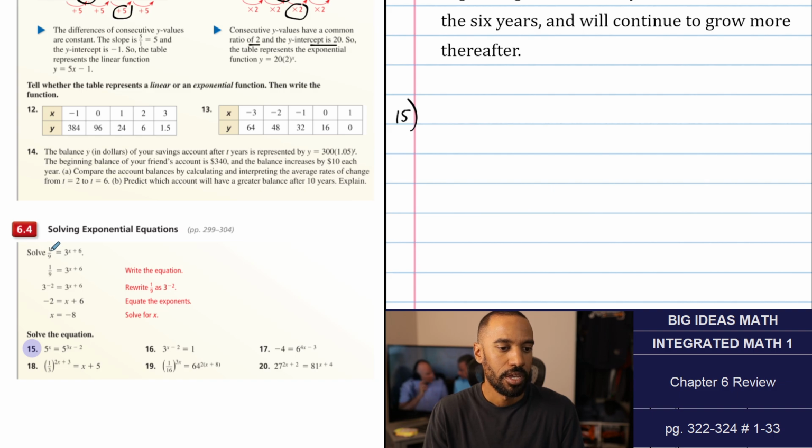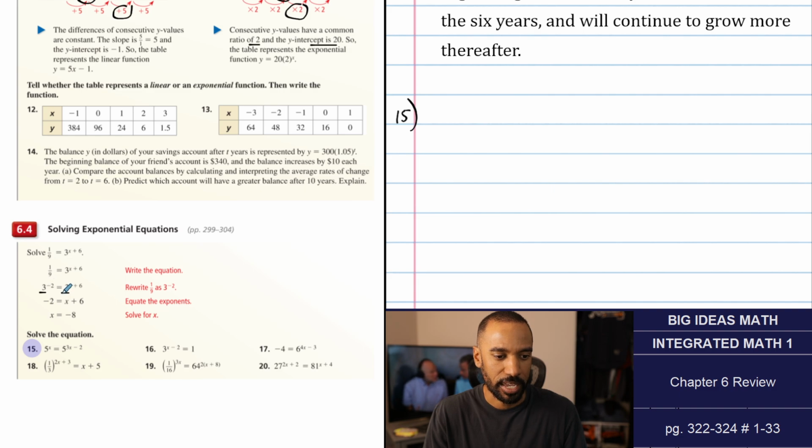bases if you can. So this example is a really good one as far as how we have to do a matching base set. 1/9 equals 3 to the x plus 6 power. If I can make this 1/9 turn into 3 to some power, I'd be well on my way because I can now have bases match and then set the exponents equal to each other afterward. And 9 is 3 squared. So 1/9 is 3 to the negative second power. That's how negative exponents work.